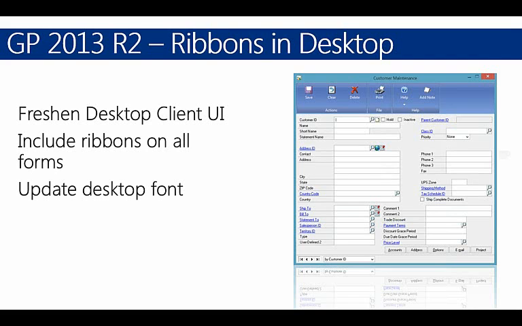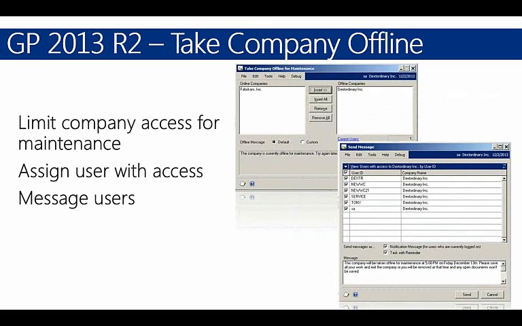Another feature that they have added for the system is the ability to take companies offline. What the offline process allows you to do is for system administrators to do maintenance items on the database. Maybe they want to take it offline to run backups, or maybe someone is going to do a year-end close and just needs to make sure everybody is out of that particular company.